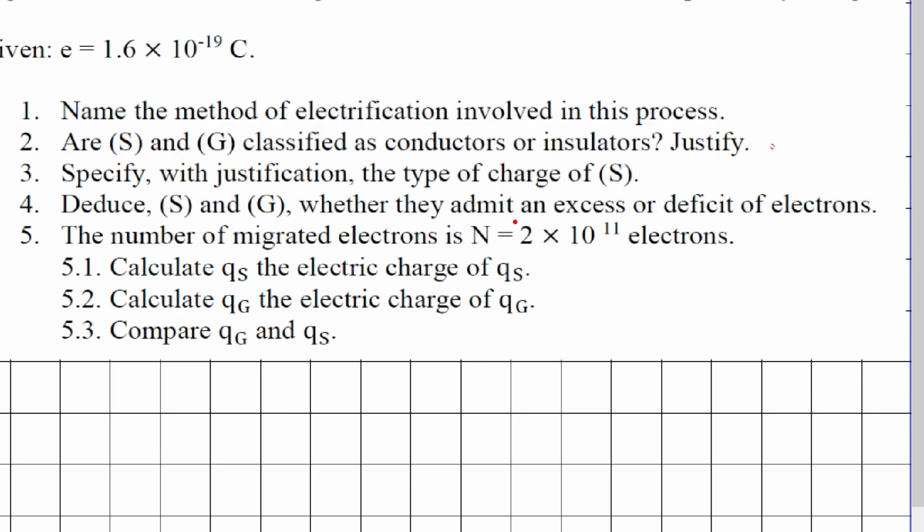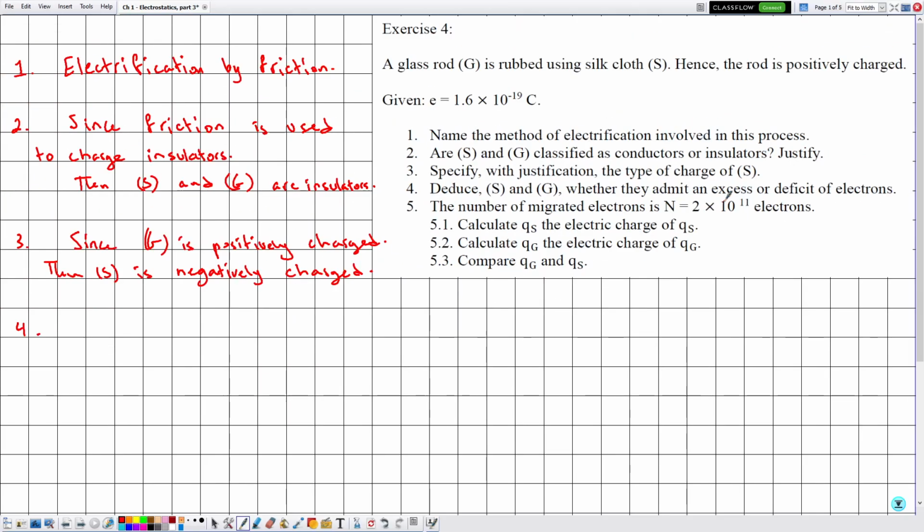Now in number 4 they are asking us to deduce whether G and S admit an excess or a deficit of electrons, and this depends on the sign. Let me start by discussing G. Since G is positively charged, this means it has a deficit, which means a loss of electrons, or in other words, a gain in protons. Now S is negatively charged, and this reflects the fact that it has an excess.